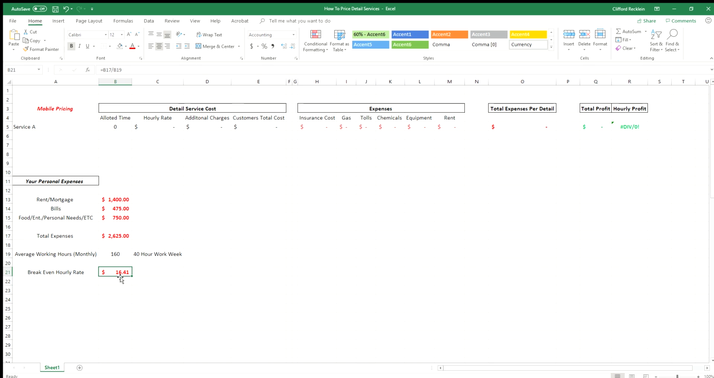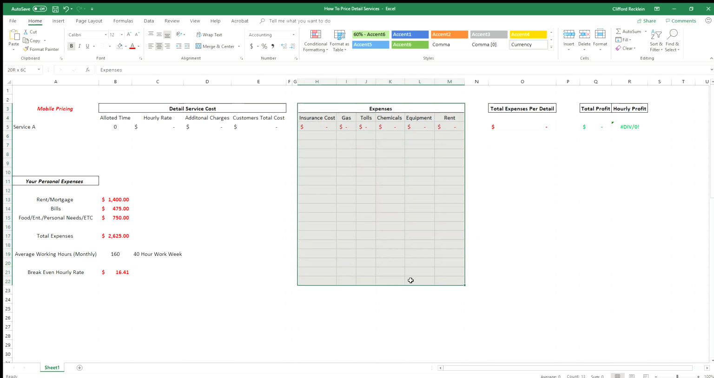So once we have that break-even hourly rate, now we have a good foundation to figure out later on what to charge in order for us just to pay our bills at home, but also to pay everything at work and to bring home additional cash flow for either the business and for us personally. So once we have our personal expenses figured out, now we're going to go over to the expense column, okay?